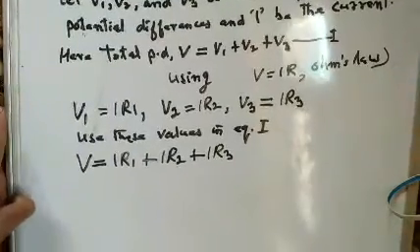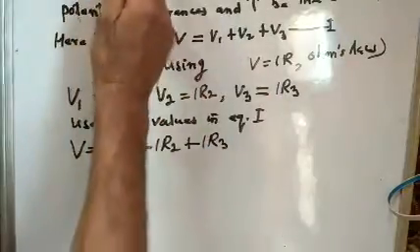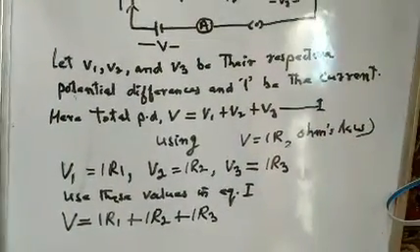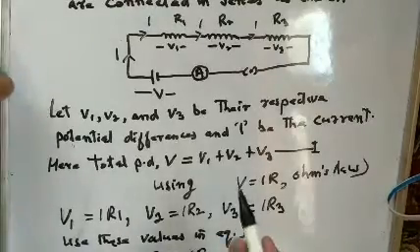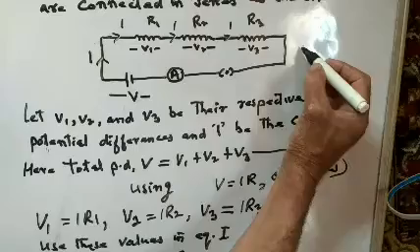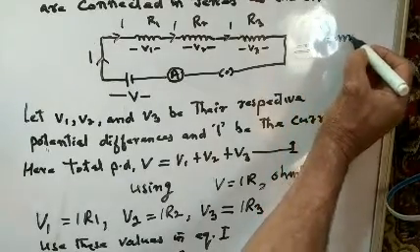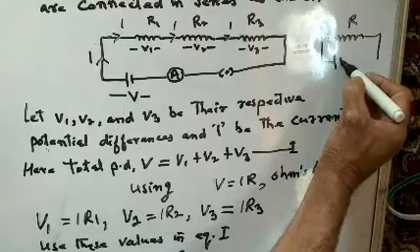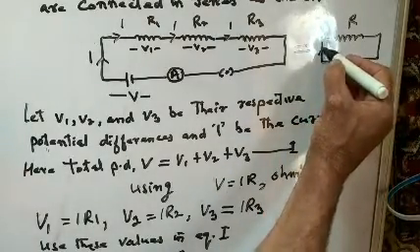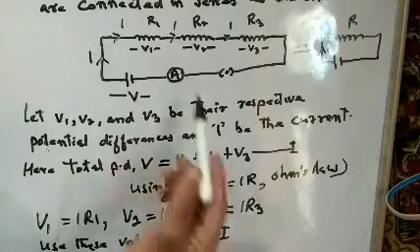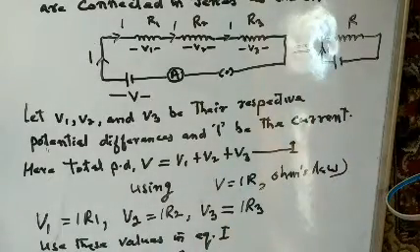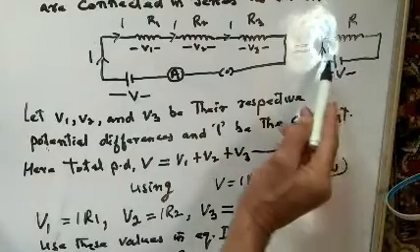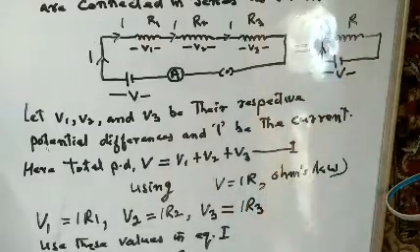Now, if all these resistors are connected in series, and their total resistance is R, this is R, positive, negative plate, and this is current I. If the total resistance of these three resistors is R, then the total potential difference V will be equal to the product of the current and resistance, that is IR. Okay?